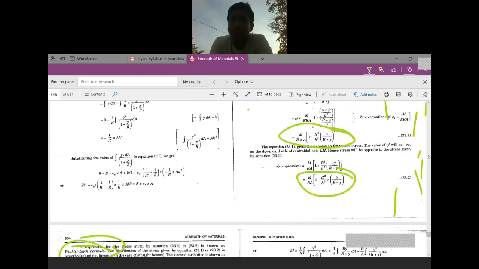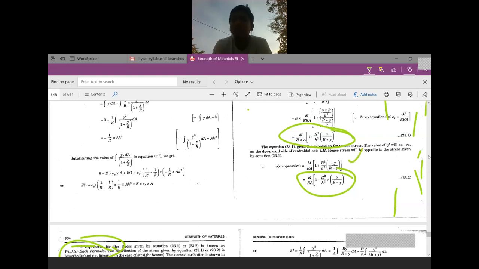Okay, for maximum it is positive, for tensile it is positive. If you see here, the tensile formula is M by Ra into 1 plus R square by H square into Y by R plus Y. In the compressive formula you will write 1 minus R square by H square into Y by R minus Y. This is the difference between the two formulas. Understand?